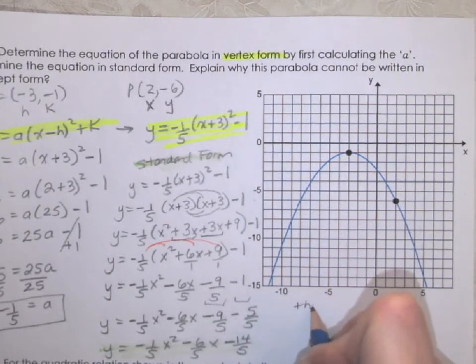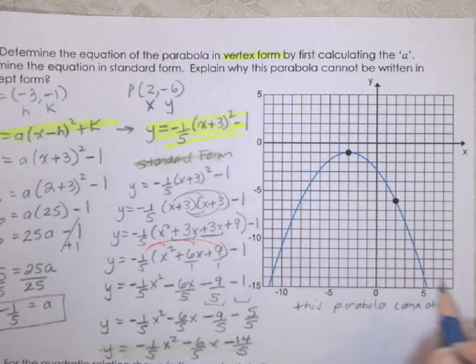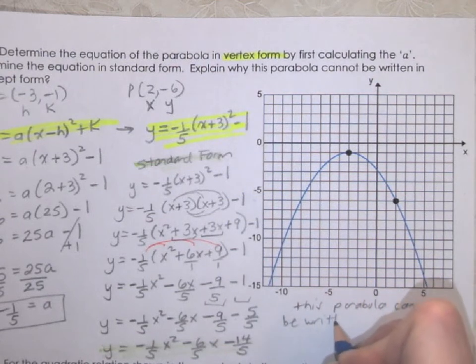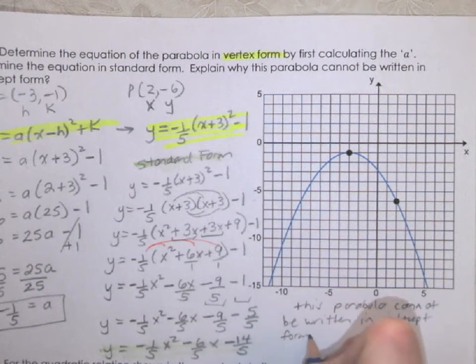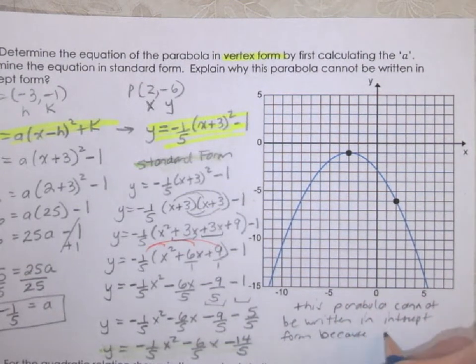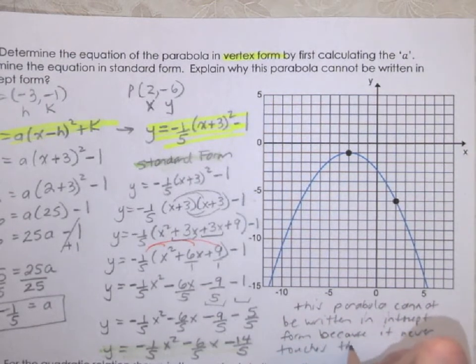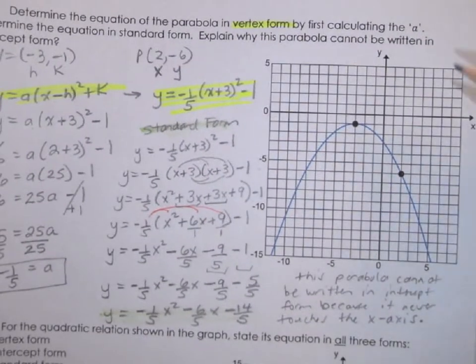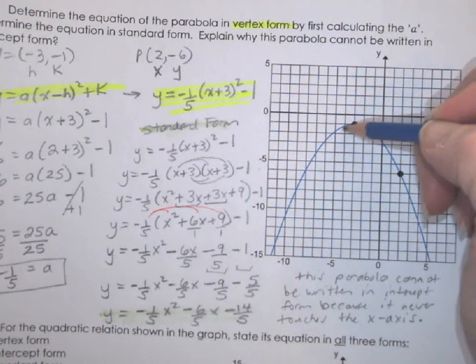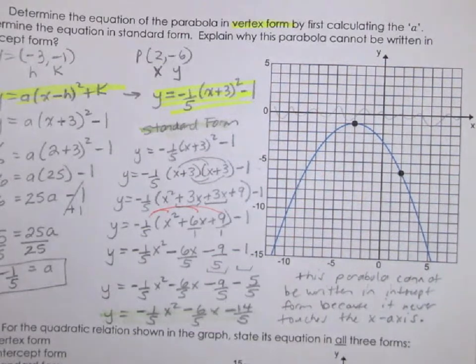So this parabola cannot be written in intercept form because it never touches the x-axis, which means it doesn't have any x-intercepts, okay? So the vertex is below the x-axis and it goes downward, so it's never going to touch the x-axis, okay? And if it doesn't have any x-intercepts, it can't have an intercept form.